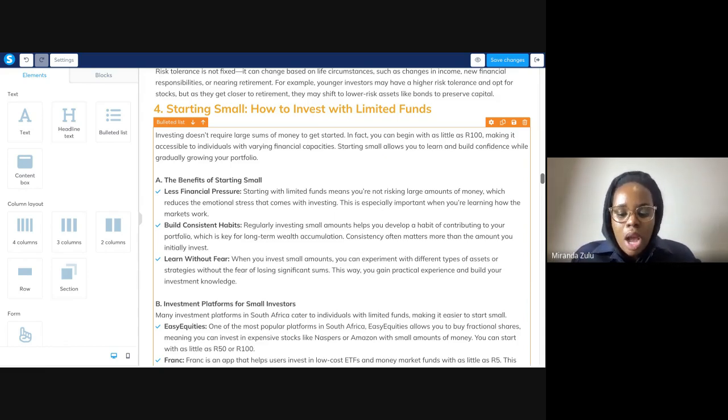But what I like about the small beginnings is that because it's less money, you are able to say, okay, let me test this, let me test that. There's less financial pressure. You are learning without fear, because depending on where you are and how much of a difference 100 Rand would make in your life, if someone were to lose 100 Rand in an investment, it might feel very differently to someone losing 100,000 Rand, for example.